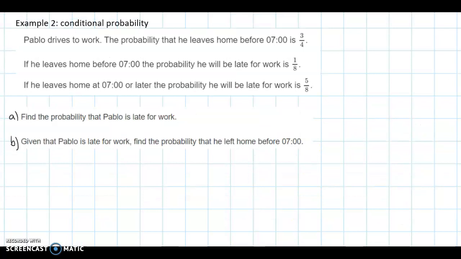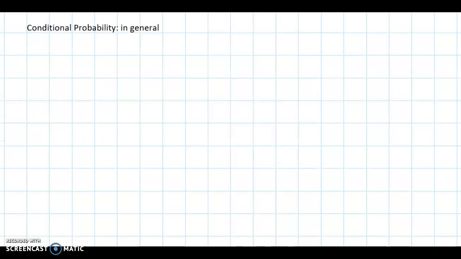So this is the example that I want you to solve. So you should pause the video and do it now. Let's look at the general case.